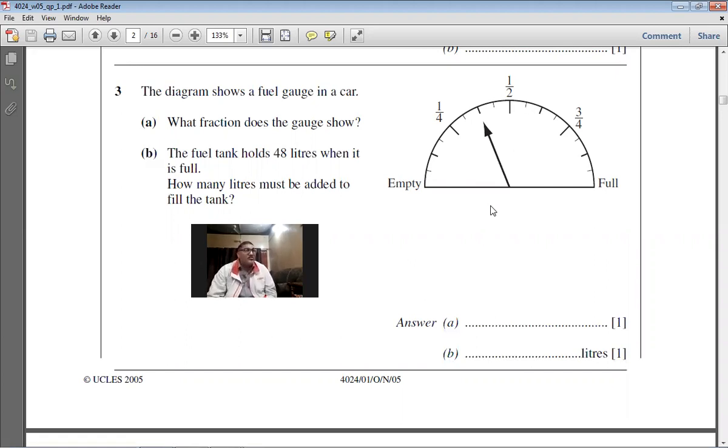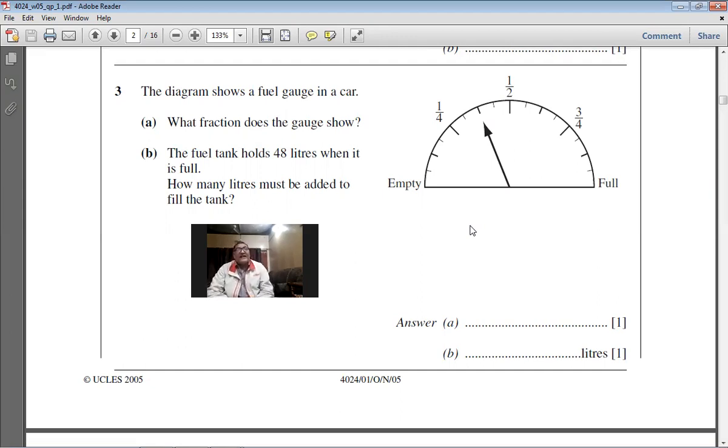And the first question is, what fraction does the gauge show? You can count 1, 2, 3, 4, 5, 6. So 6 divided by 16. 6 out of 16 parts of this gauge are showing that the fuel is present. So the fraction will be 6 by 16.